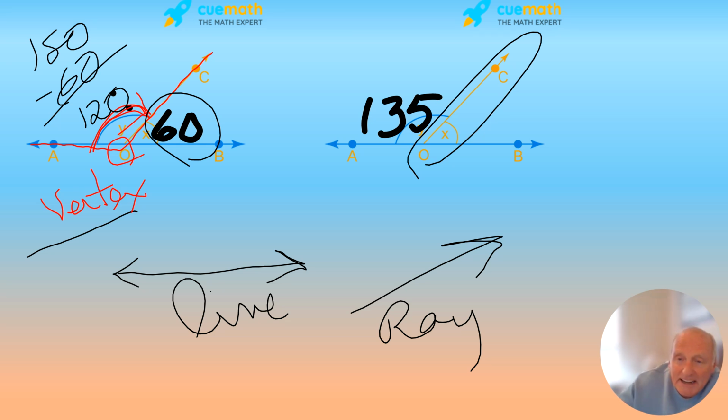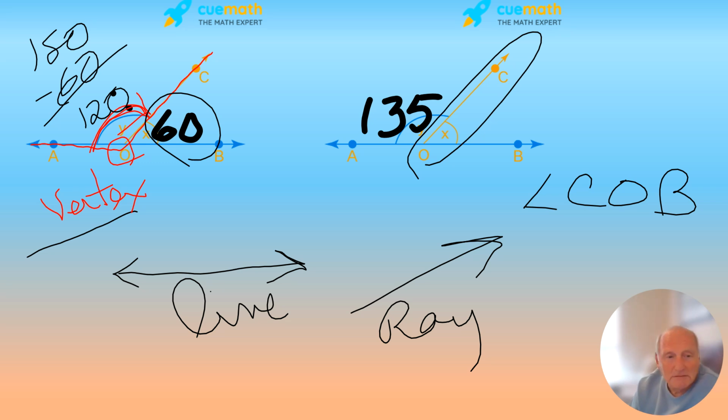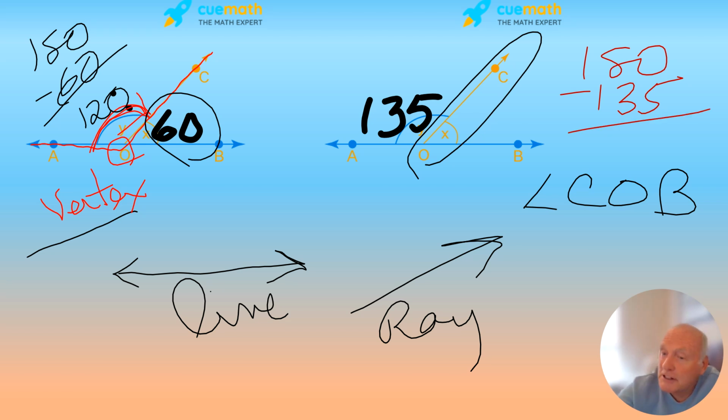All right, let's look at angle COB, angle COB. How many degrees in angle COB? Again, you take 180, that's an entire straight line, and you subtract the 135, and you're going to come up with 45 degrees. Okay, 180 degrees a straight line, being able to read an angle.